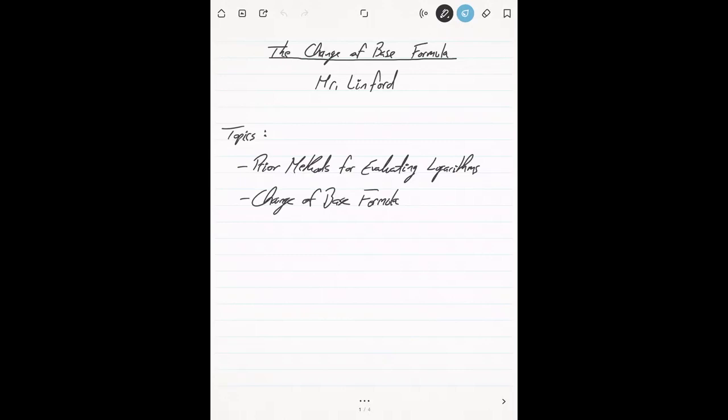In today's discussion, we're going to be talking about the change of base formula. We're going to start by reminding ourselves about our previous methods for evaluating logarithmic expressions, and then we're going to get into a new technique and a very helpful technique called the change of base formula.